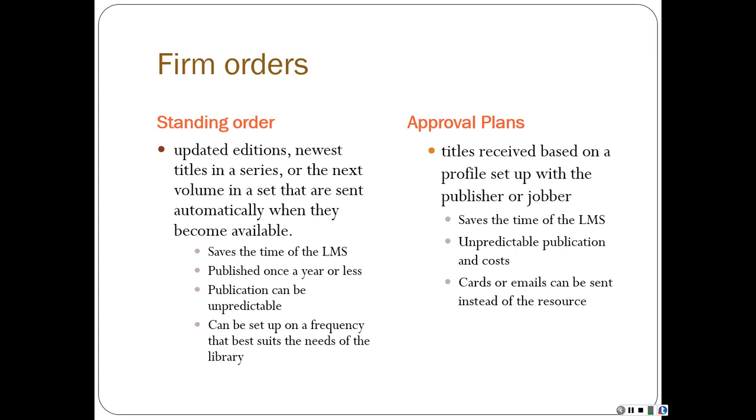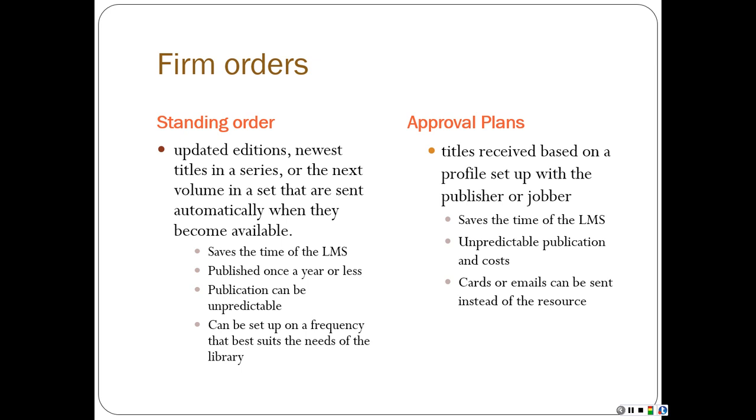The basic purchasing process, order, receive, and invoice, is followed. This model works best for monographs such as books, DVDs, and even some ebooks. Monographs are resources that are intended to be published once and are complete in that publication. So most books are monographs, most DVDs are monographs. Most of what we think of as a library resource is a monograph.